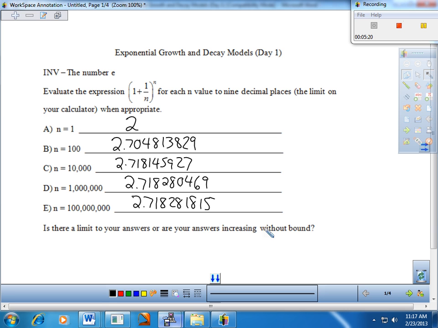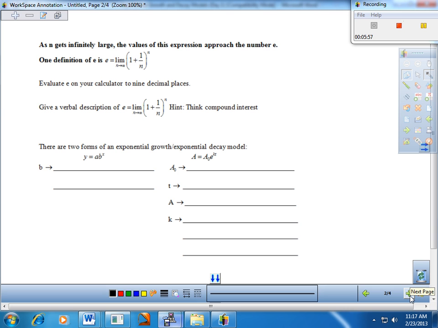And, you know, I guess you could argue there is a limit. No doubt about it. These seem to be leveling off towards a particular number. I hope everybody is in agreement with that piece. What they are leveling off towards is E. So as n gets infinitely large, the values of this expression, here we go guys, approach the number E.